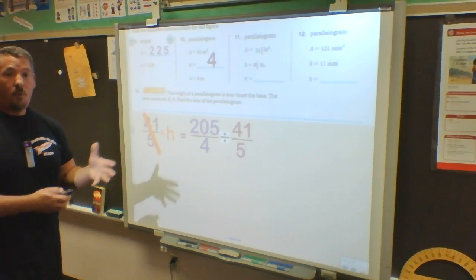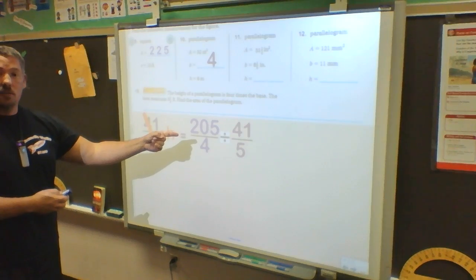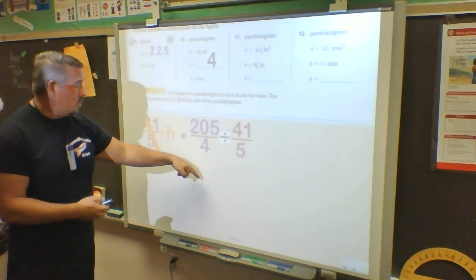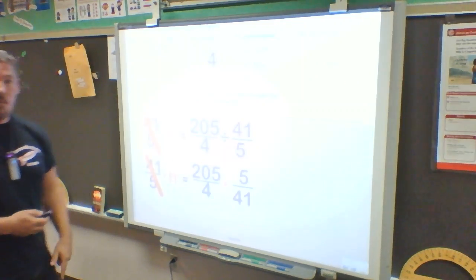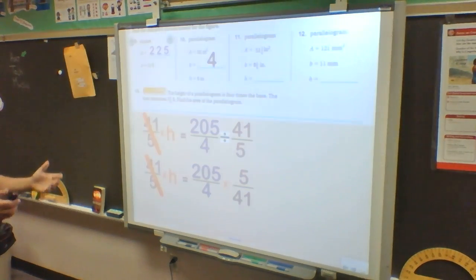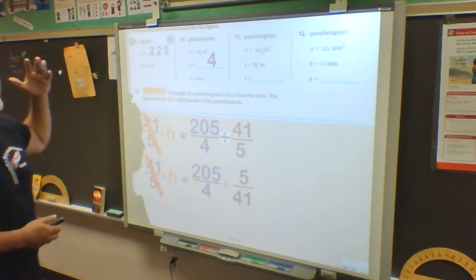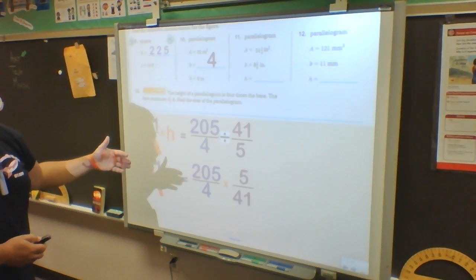Now I have to show a math problem that I can do, and it's not that, is it? I got to keep my first one. Division becomes multiplication. Flip my second fraction, so I write my reciprocal. And then I'm going to see if I can reduce. Well, 4 doesn't go into 5. Does 41 go into 205?